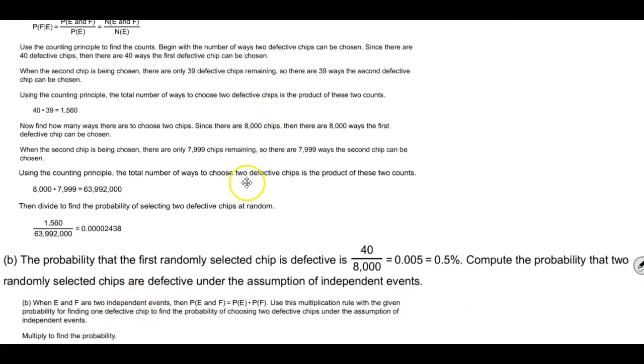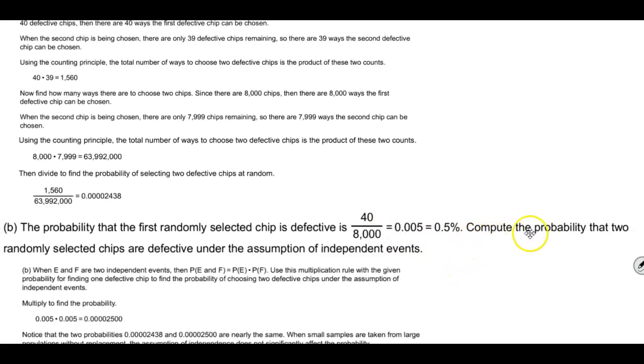Now, the probability that the first randomly selected chip is defective is taking 40 out of the 8,000, which is 0.005 or 0.5%. And what we want to be able to do is compute the probability that two randomly selected chips are defective under the assumption of independent events. Now again, if it's independent events, you're not taking a count away. So that means you're not subtracting a number from 40 or you're not subtracting a number from 8,000.